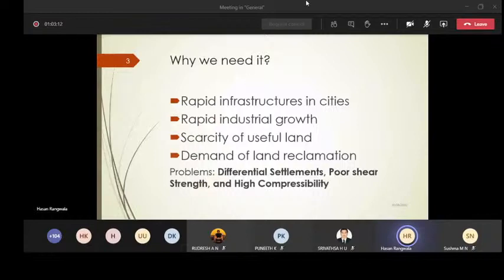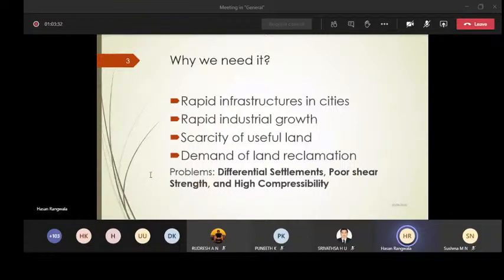Technically, the problems are that you may have poor shear strength, you may have high compressibility, you may have different settlements. Okay, so these are the three problems that I've taken as far as the geotechnical problems are concerned.